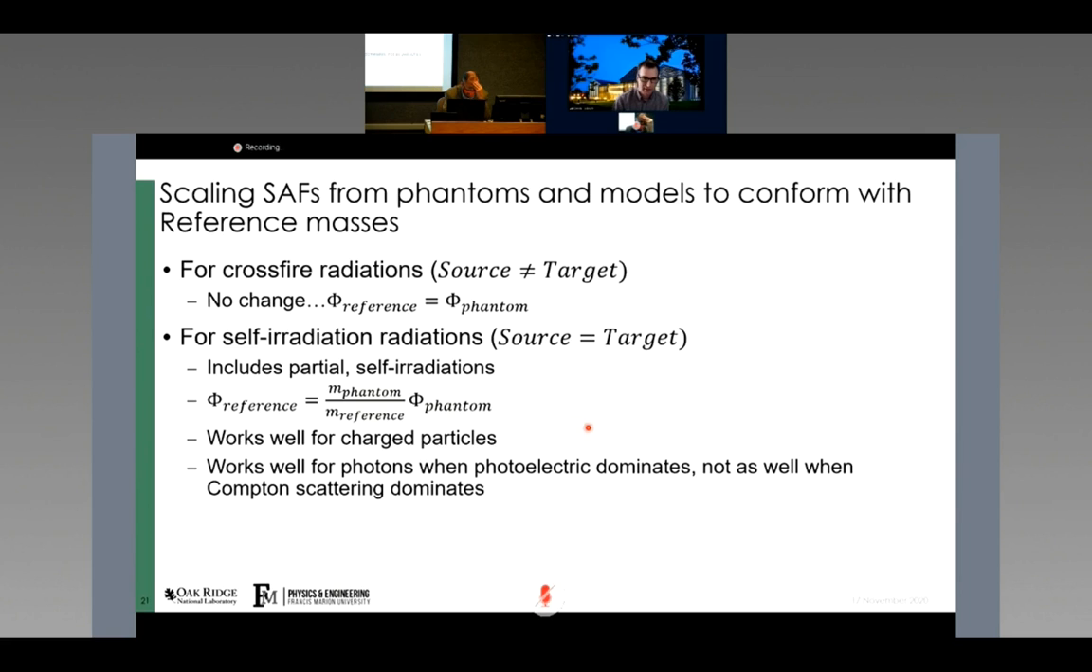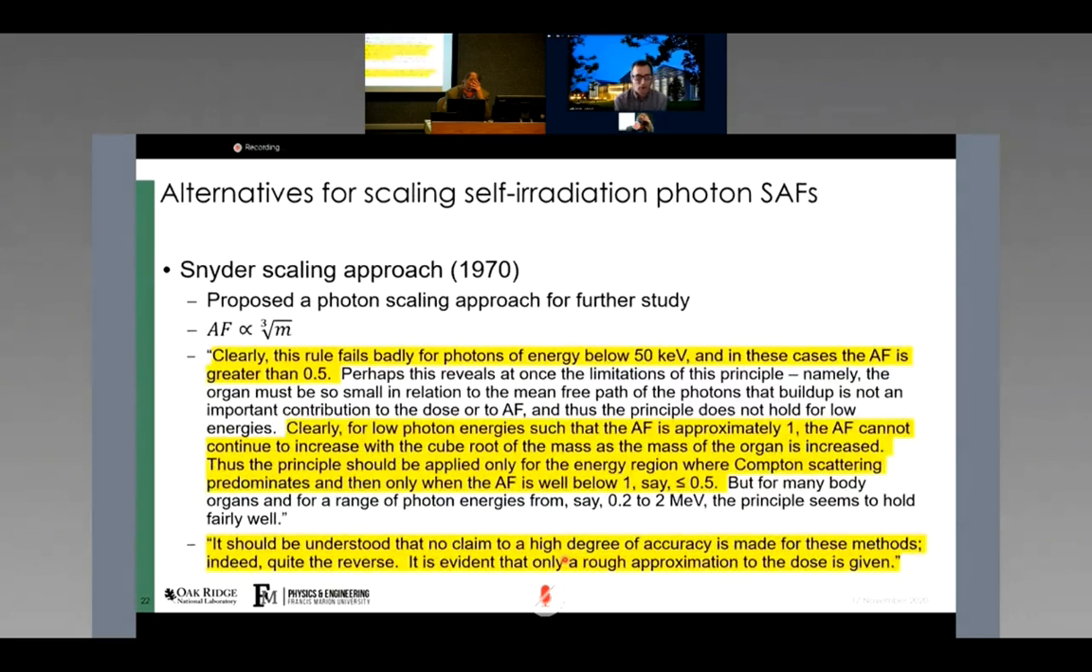This works really well for charged particles. For photons, it's a little bit trickier, and well, it's not ideal, I should say. It does work well for photons when photoelectric effect is the dominant interaction. It doesn't work as well when Compton scattering dominates. So we did consider some different approaches for photons before deciding to apply this same scaling for photons as well. One of the chief methods that we looked at was something proposed by Snyder in 1970, where you scale the absorbed fraction in proportion to the cube root of the mass. And this scaling method that he came up with was based on Compton scattering.